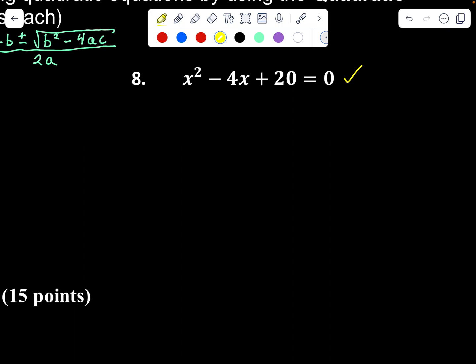Our a, b, and c values. A equals 1. That's an understood 1 in front of that x squared. B equals negative 4. C equals a positive 20. All right, and I'll plug this all into my quadratic formula. So rewrite it.